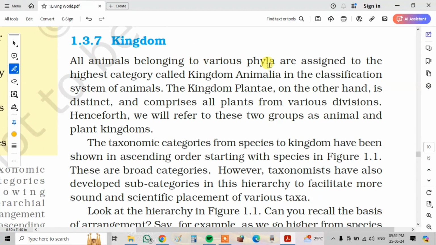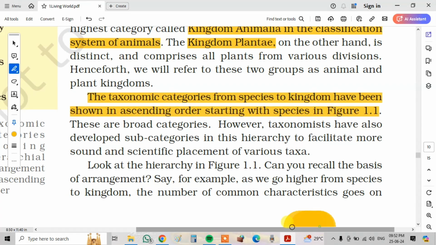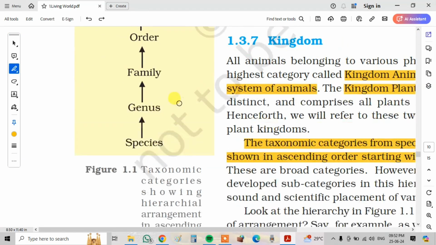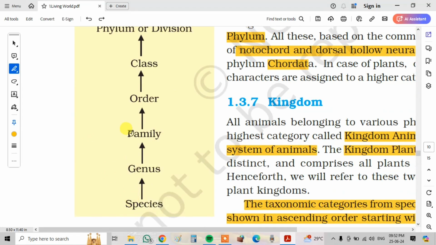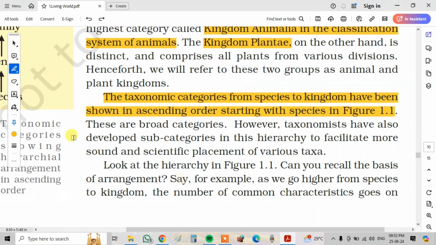Kingdom. All the animals belonging to various phyla are assigned to the highest category called kingdom Animalia in the classification system of animals. The kingdom Plantae, on the other hand, is distinct and comprises all plants from various divisions. Henceforth, we will refer to these two groups as the animal and plant kingdoms. The taxonomic categories from species to kingdom have been shown in ascending order in Figure 1.1, starting with species. You can see species, genus, family, order, class, phylum or division in plants, and kingdom. While going from species to kingdom, the number of common features decreases.